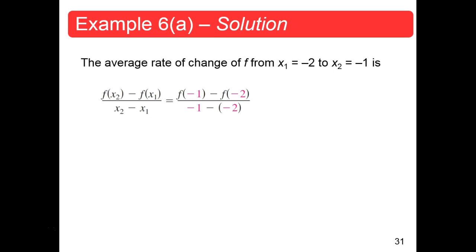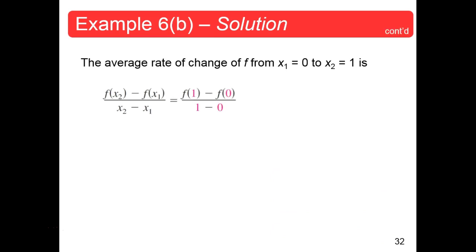Average rate of change from x1 of negative 2 to x2 of negative 1 is f of x2 minus f of x1 over x2 minus x1, which is f of negative 1 minus f of negative 2 over negative 1 minus a minus 2. Okay? Now, we calculated what f of minus 1 was as being 2. You could have looked on the graph, but we calculated. Minus f of negative 2, that was negative 2. And then minus 1, minus a minus 2 is minus 1 plus 2. That came up 1. So that would be 4. Secant line has a positive slope, 4.